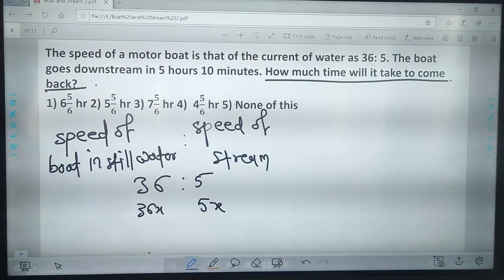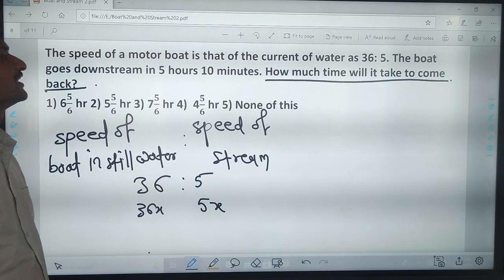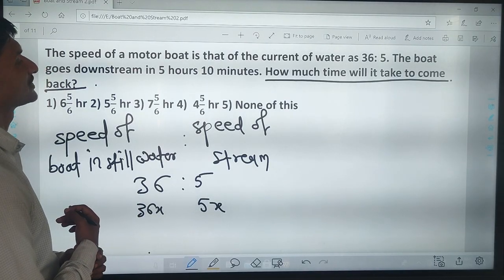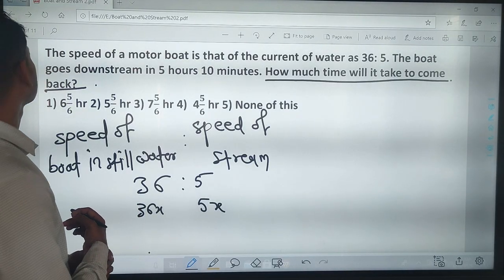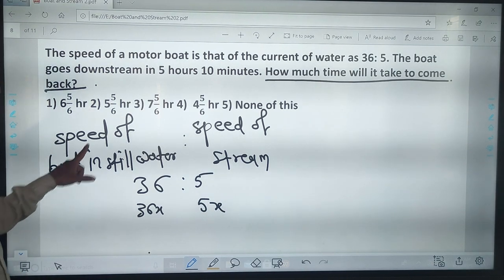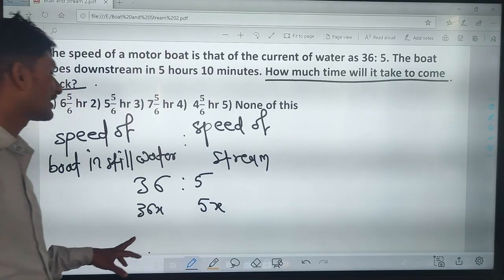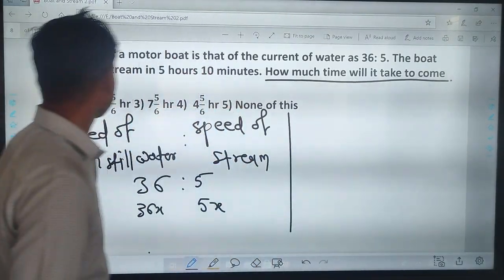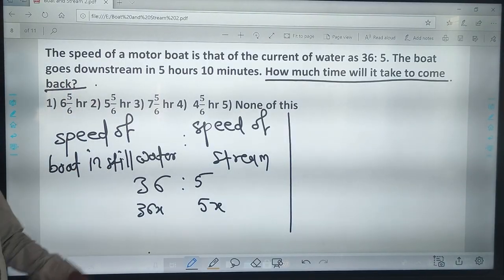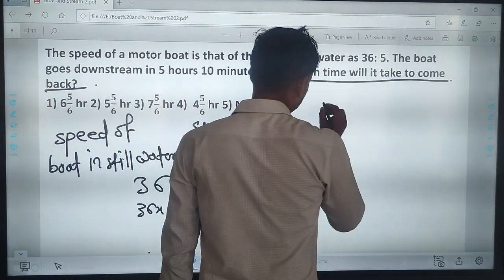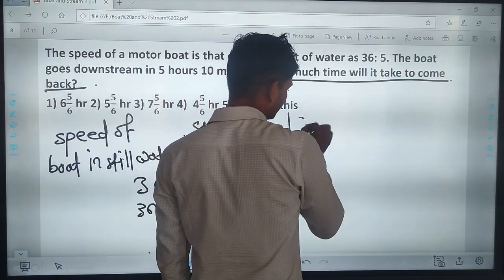Now the boat goes downstream in 5 hours 10 minutes. Then how much time will it take to come back? Here we find the upstream speed and downstream speed. Firstly, we take the speed of the boat in still water and the speed of the stream. Here we find the downstream speed of the boat.